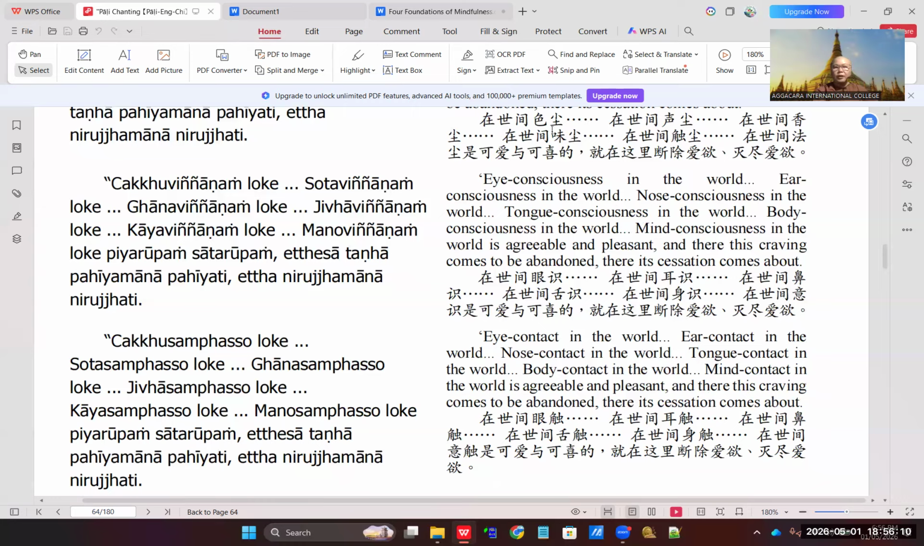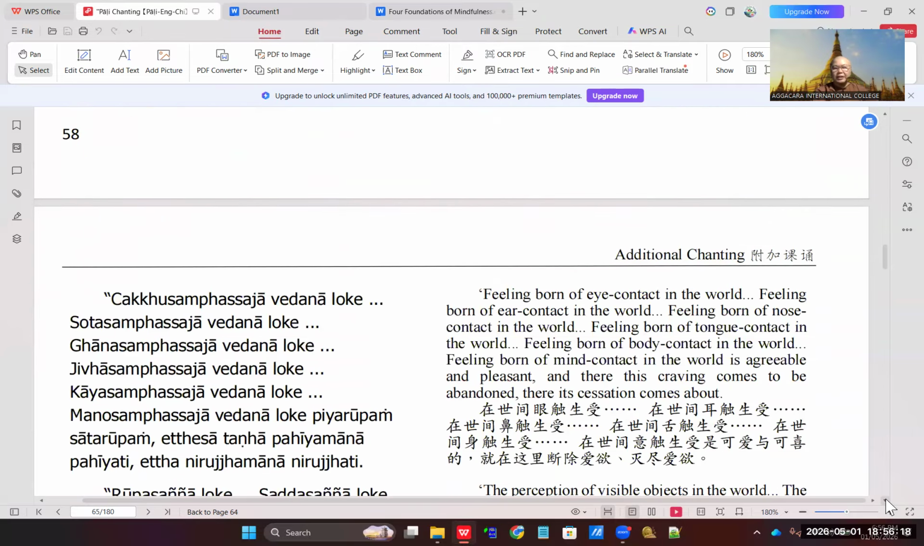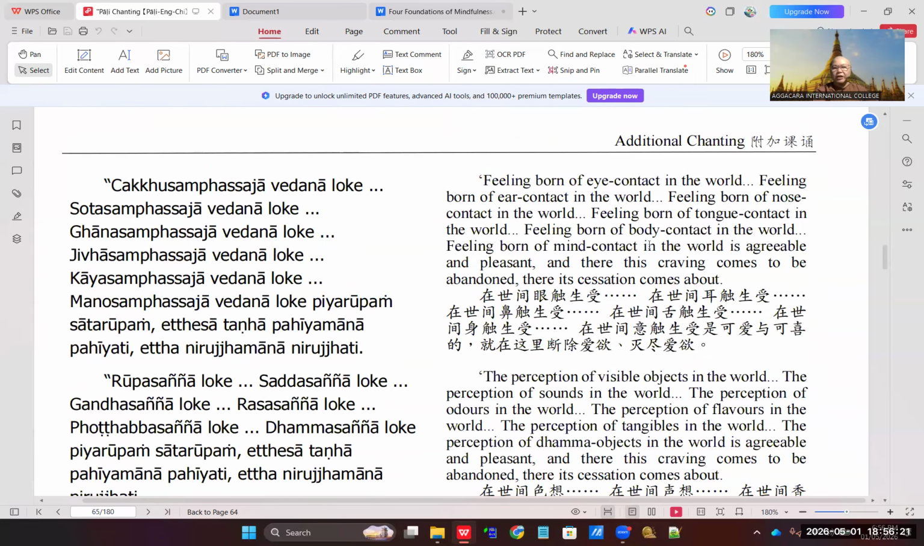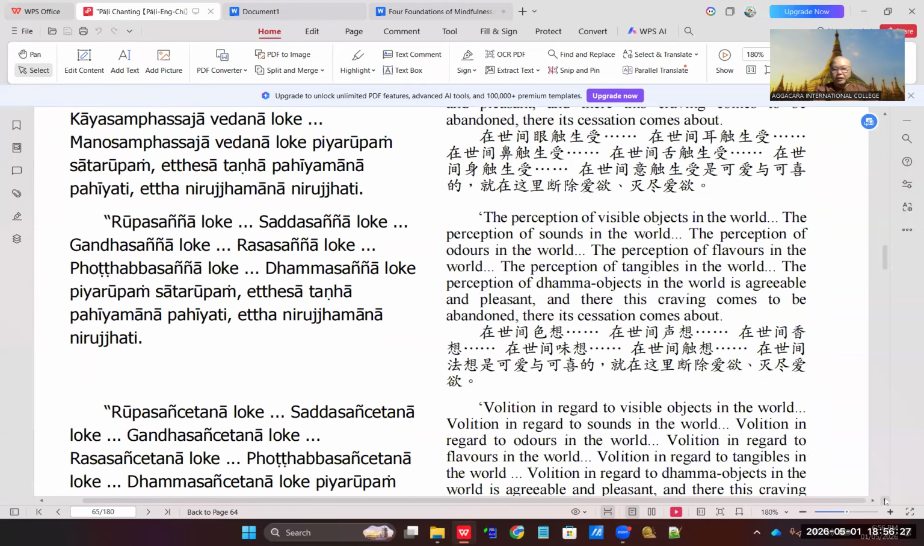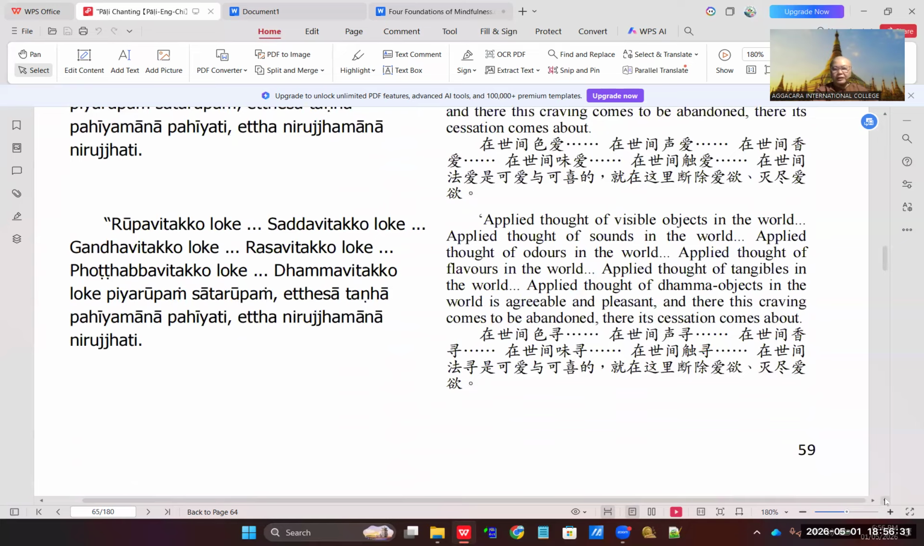Okay, so the six sense bases, objects, then followed by consciousness, contact. All right, actually the object is the same. It's only the text that changed a little bit. The craving has to cease there. So after that, feeling and perception. All right, the rest are quite the same: volition, craving, applied thought, and sustained thought.